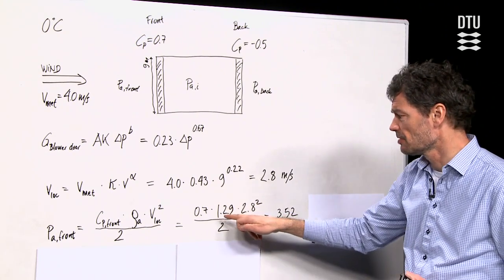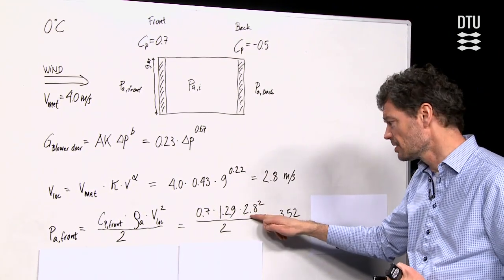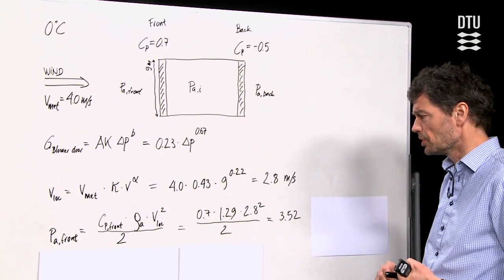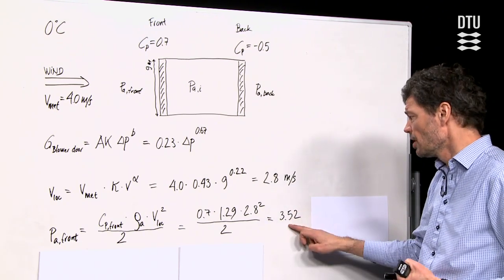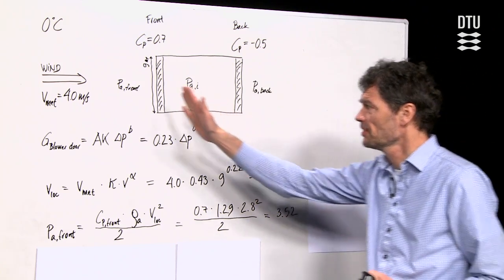So for instance, the density of air is 1.29 kilograms per cubic meter, velocity in meters per second, and the rest are numbers from the pressure coefficient and the 2 from Bernoulli's equation. So we have a pressure of 3.52 Pascal. That was in front of the building.